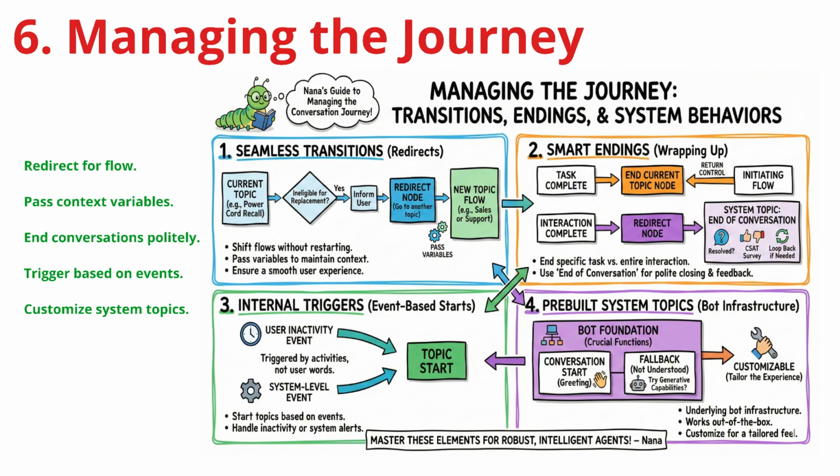Also, utilize internal triggers. These handle event-based starts, triggering topics based on things like user and activity rather than spoken words. Finally, leverage pre-built system topics. They act as the bot's infrastructure for crucial functions like greetings and fallbacks, but you should customize them for a tailored experience. Mastering these elements creates robust, intelligent agents.